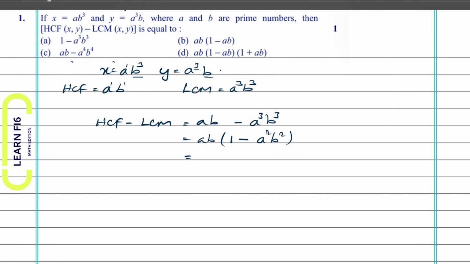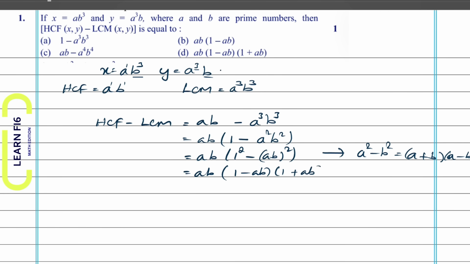No, it is not in the given options, so we have to do some changes further. I'm going to write this 1 as 1 square, since 1 square and 1 are the same, and this a square b square as ab whole square. After this, we can rewrite this using the formula a square minus b square is equal to a plus b into a minus b. I'm going to use this formula to expand this, so I will get 1 minus ab into 1 plus ab. Now this is option D.